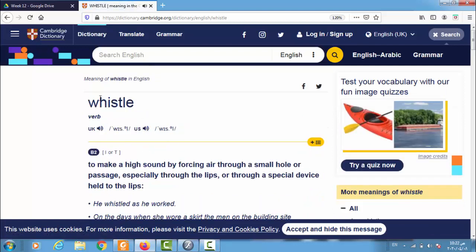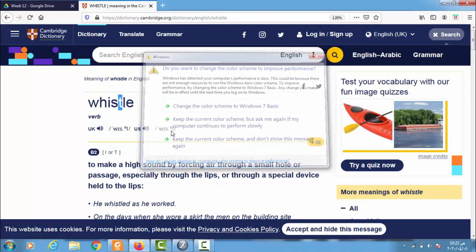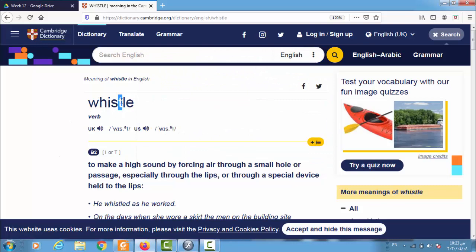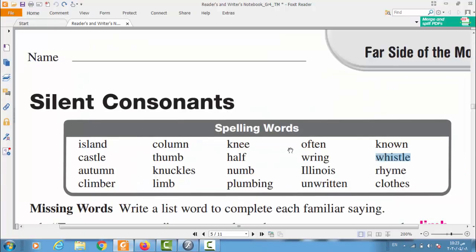Whistle. In whistle, you can find that the T letter in here is a silent consonant letter. And whistle means to make a high sound by forcing air through a small hole or passage, especially through the lips or through a special device held to the lips. Okay, guys, this is whistle. So in whistle, T is a silent consonant. The next one.